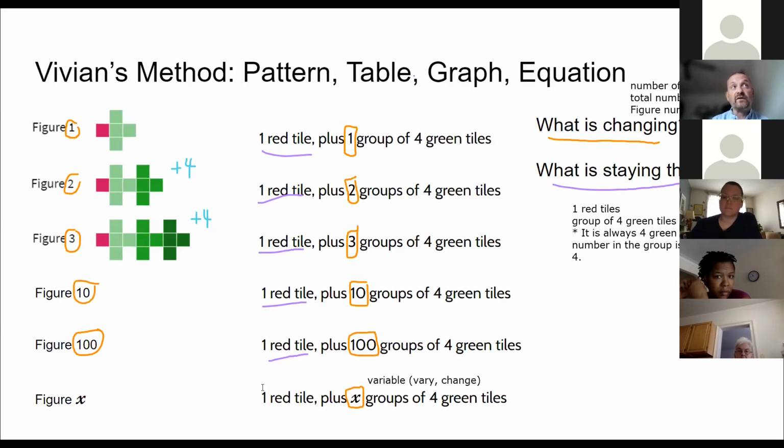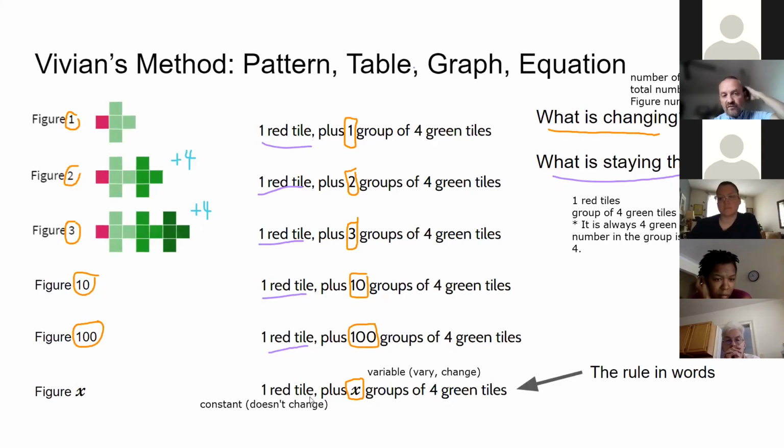The 1 red tile actually is an example of a constant. The constant meaning it doesn't change. So sometimes you'll see these words in algebra where they talk about variables and constants. A constant is something that doesn't change. A variable is something that does change, right? But you already understand that the red tile doesn't change. It's always there. And that the number of groups is changing. So that's why we use X, a variable.